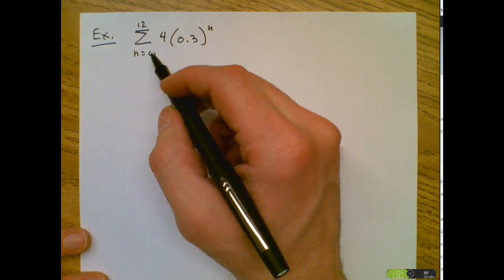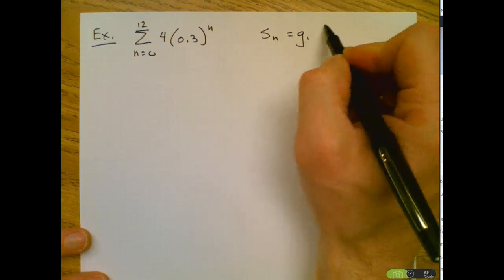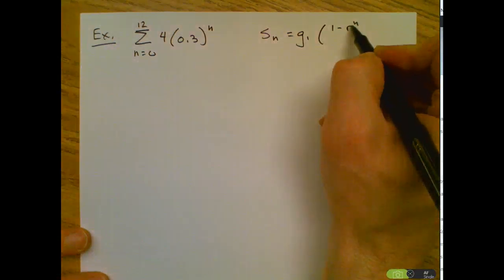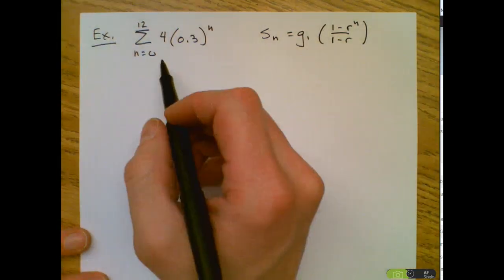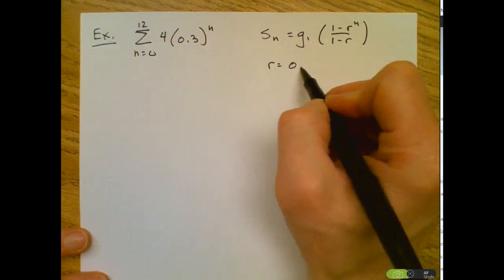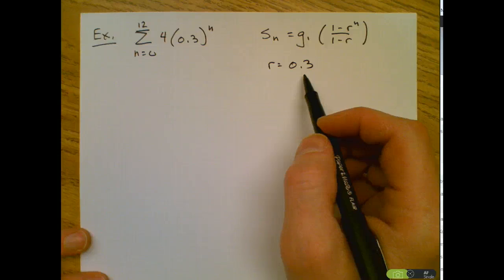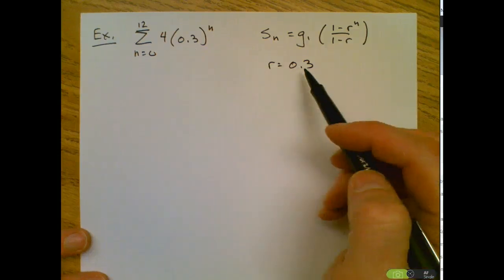So we want to find the sum of these terms. We know that the sum of these n terms is going to be g sub 1 times 1 minus r to the n over 1 minus r. And we know that our common ratio is going to be 0.3, and again, if you're not sure how to find this out, just figure out a couple consecutive terms, divide them, and you'll get the common ratio.